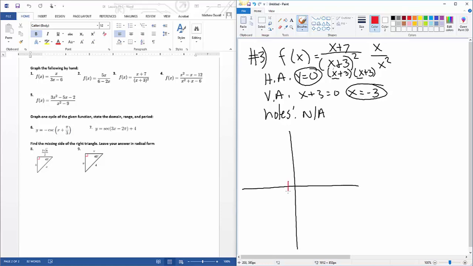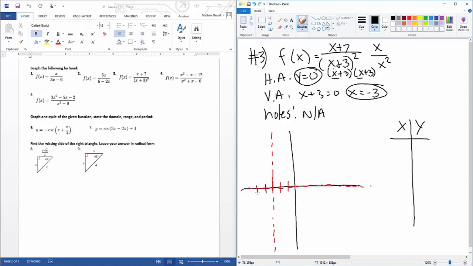At negative 3, that's my vertical asymptote. And then y equals 0 is my horizontal asymptote. So now I can take points and plot it. We have to make a table. And so I want to plug in values on this side.